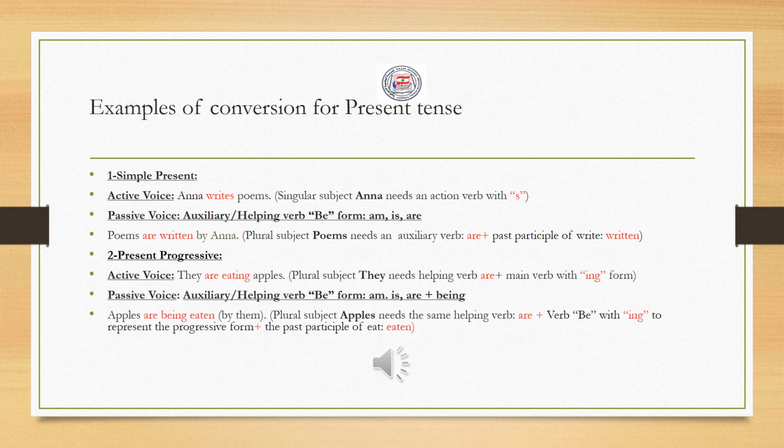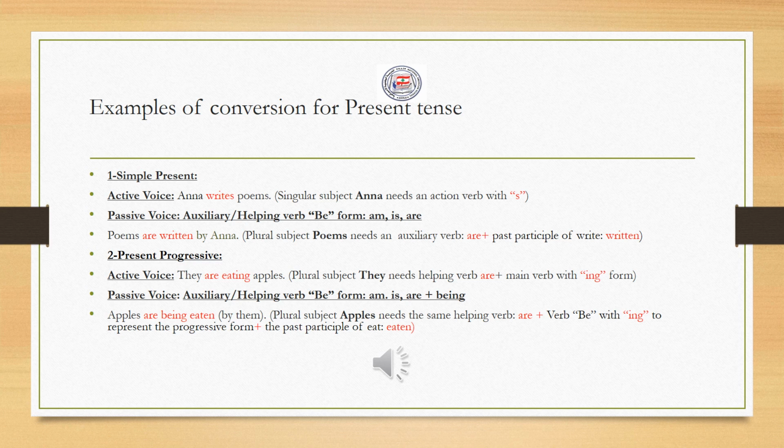Examples of conversion for the present tense. We will start with the simple present. Active voice sentence: Anna writes poems. In order to change the given sentence into the passive voice, we have to change the place of the object, poems, to become the subject of the sentence. Then we add the auxiliary verb be in its correct form that follows the present tense. So we use are as a suitable helping verb after the subject because poems is in the plural form.